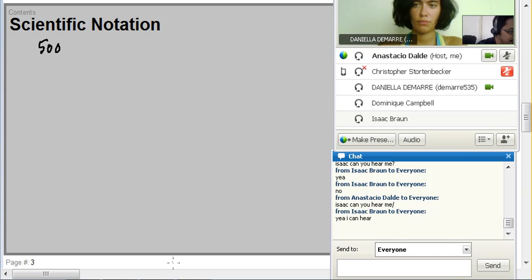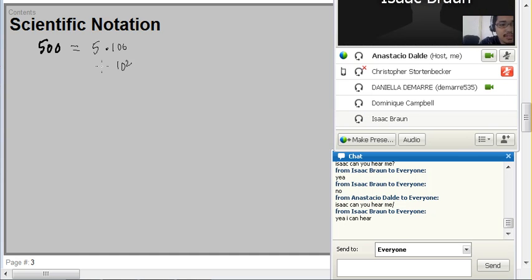Here's how you do scientific notation. If I have the number 500, 500 can also be written as 5 times 100. Do you agree? How are we doing with that? All right, good. 100 can be written as 10 times 10, or 10 squared. Fair enough? All right, so the scientific notation for 500 is really 5 times 10 squared.